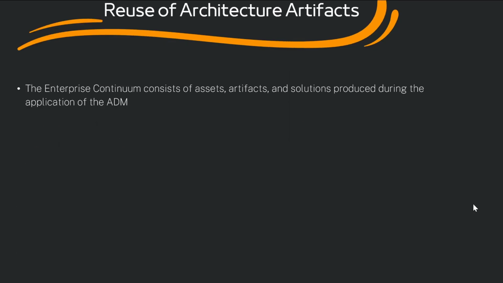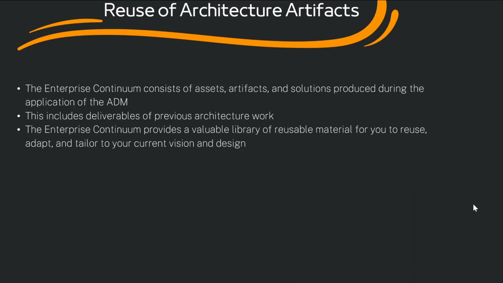The enterprise continuum consists of assets, artifacts, and solution products during the application of the ADM. This includes deliverables of previous architecture work done by both you and other enterprise architects. The continuum provides a valuable library of reusable material for you to use, adapt, and tailor to your current vision and design. This way, you are always improved.